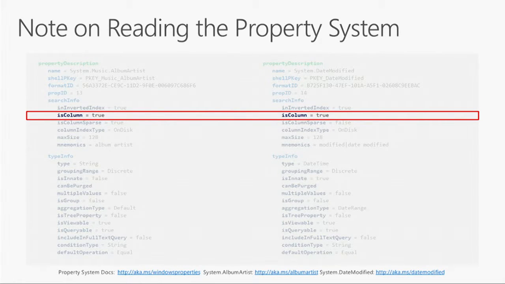The next thing you'll want to check is column. Is column says, if I push this data into the system index, can I pull it back out again at a later time? If it's set to true, the answer is yes. And you'll see that I'm doing that for the content indexer there. I was pushing in the song title, and then I was pulling it back out. That's because the album artist, as well as System.Music.Title, are both set to is column equals true.